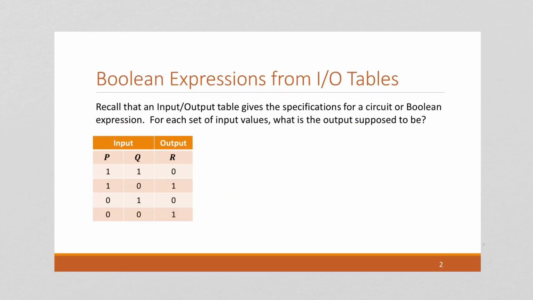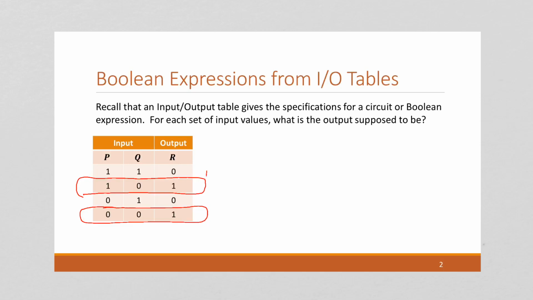So here is an I/O table. We want to construct the Boolean expression that goes with this I/O table, or satisfies this I/O table. So there's a technique to doing this. What we're going to do is start by looking at the rows that have an output of 1. Right there and there.